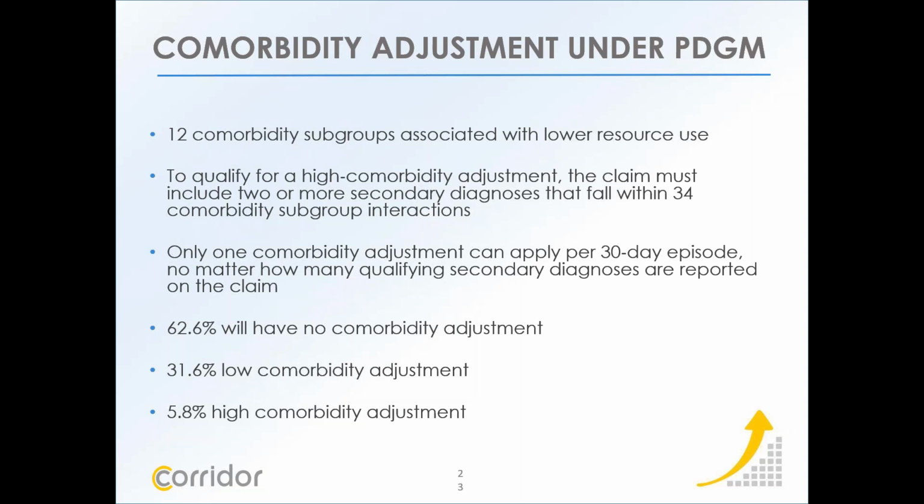And I was very interested when I saw these statistics that 62.6% of all of our assessments will have no comorbidity adjustment. And again, it really falls into the things like we talked about with the primary diagnosis being in the same category, or not having the diagnosis that actually fall into any of the categories. Only 31.6% will fall into a low comorbidity adjustment. And ready for this? 5.8%. Only 5.8% of our assessments are considered for high comorbidity adjustment, just because it's not as easy as everyone thinks.